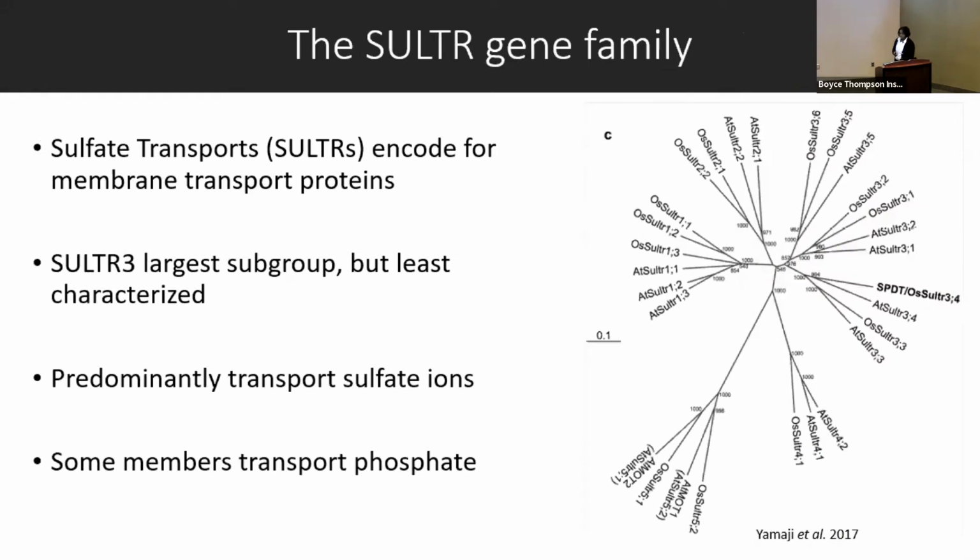In order to characterize SULTR3;6, it's important to have a background of the SULTR gene family. The SULTR gene family encodes for membrane transport proteins and is composed of several subgroups. SULTR3 is the largest subgroup, but is also the least characterized in the literature. True to their name, many of the proteins encoded by the SULTR family transport sulfate ions, although recent studies have also seen that some members are able to transport phosphate ions.